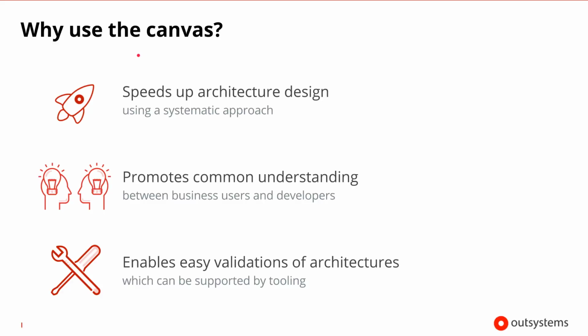So, why should we use the four-layer canvas? Using the four-layer canvas provides a systematic approach to architecture design, which can help us speed up the overall process. It also promotes a common understanding between business users and developers. The canvas provides a visual representation of the components of the architecture, which can help communicate the design and structure of the architecture to anyone that's interested. And then the four-layer canvas can also make the architecture easier to create and validate by providing tooling that supports the design process and the architectural principles that we wish to follow.